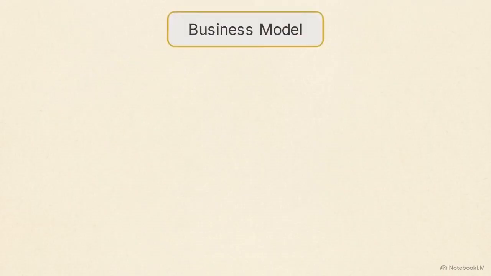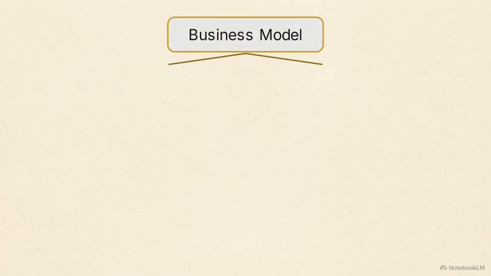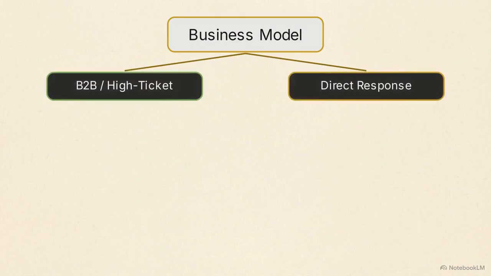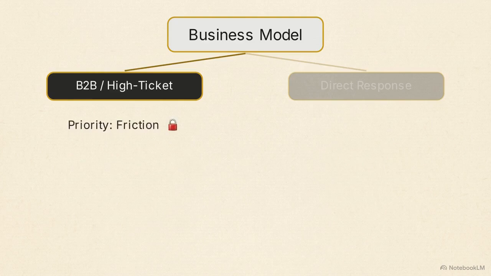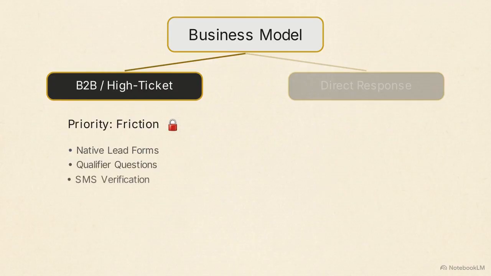Success depends on your business model. This flowchart shows how to match your strategy to your back-end sales process. If you are in B2B or high-ticket services, you must prioritize friction. Utilize native lead forms, but enforce custom qualifier questions and mandatory SMS verification. Rely on testimonials and psychological sequences to build deep trust. You will pay a higher cost per lead, but you will see a much higher close rate.